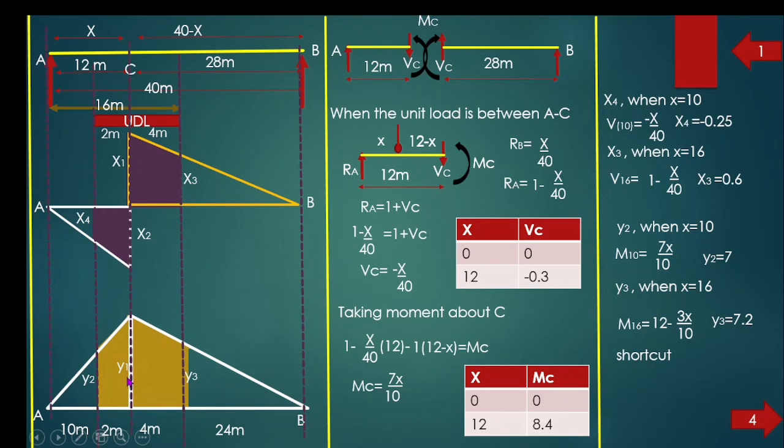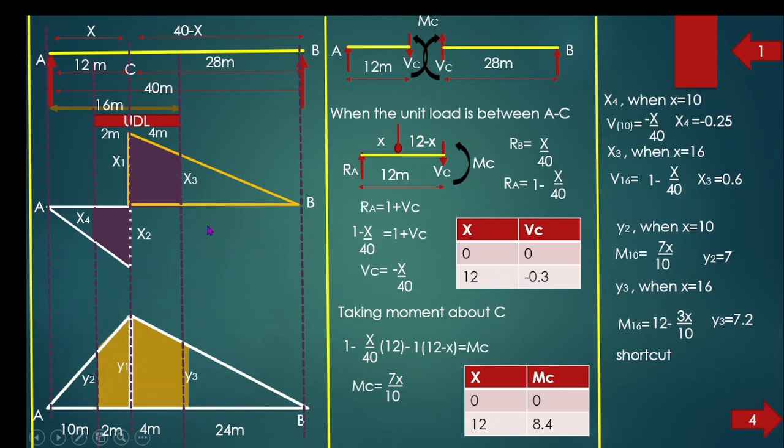To get the ordinate y1 for this case, it is normally the first length multiplied by the second length, in this case the length of the second portion, divided by the total length of the span. So for this case, it will be 12 multiplied by 28 all over 40. We'll be able to get the ordinate at this point. And for the shortcut of getting y2 and y3, you can use similarity and enlargement, or the concept of linear scale factor, to get the same.